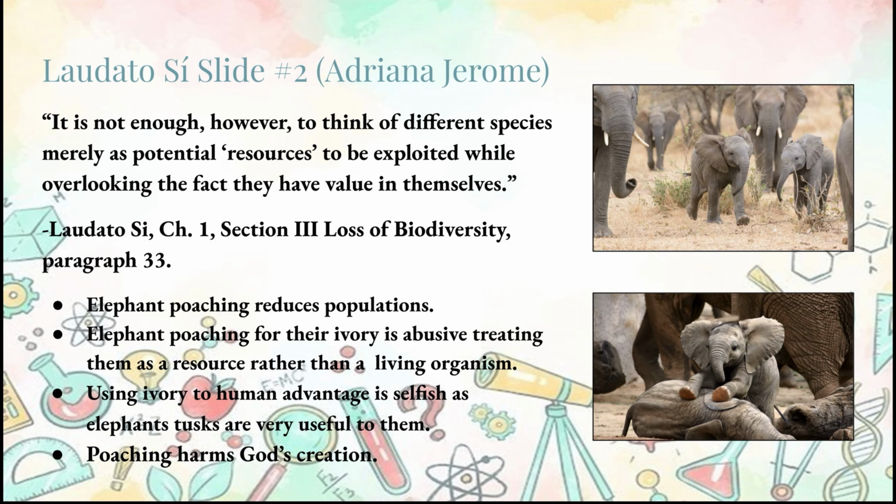For my Laudato Si slide, I chose the quote, "It is not enough, however, to think of different species merely as potential resources to be exploited, while overlooking the fact that they have value in themselves." This quote truly reflects that animals should not be treated as simply resources. Poaching harms elephant populations and treats elephants unfairly for human benefit instead of respecting them as living organisms, which goes against what Pope Francis teaches and what the Bible teaches. We should treat elephants as the living organisms they are and not as resources for humans to abuse.